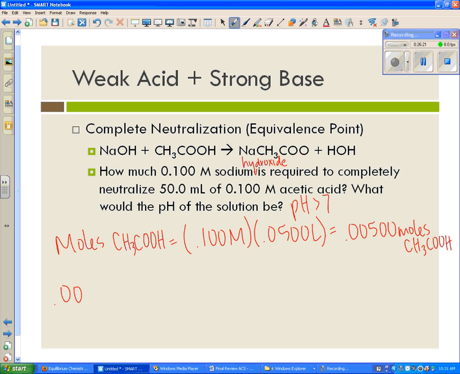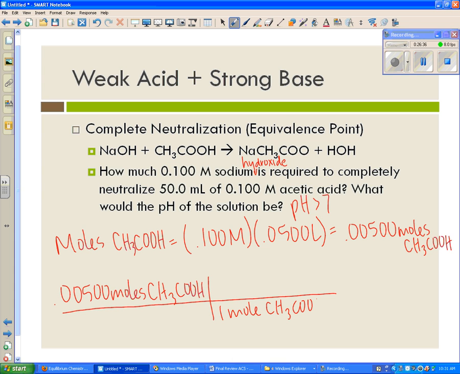So 0.00500 moles. For every 1 mole of acetic acid, I need, according to the balanced equation, 1 mole of sodium hydroxide. So I need 0.00500 moles of sodium hydroxide.